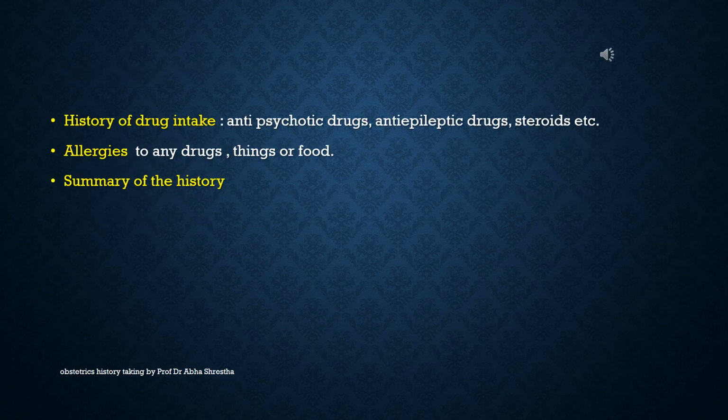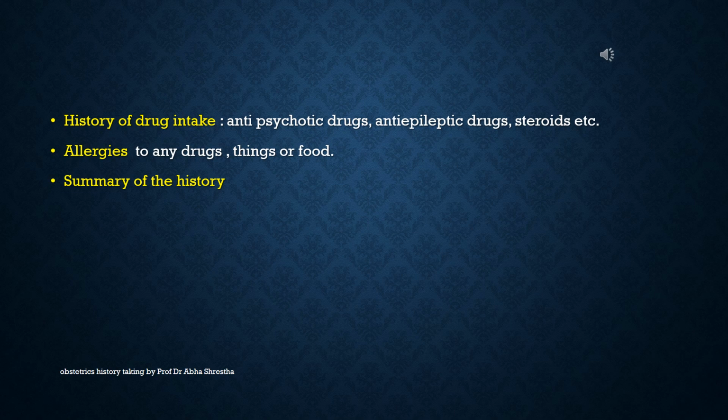History of drug intake, like antipsychotic drugs, anti-epileptic drugs, steroids, etc. Because these are the drugs which can have a bad implication in the fetus in this pregnancy. If she is taking them, then whether she was continuing when she conceived or has she left it. So these are the things that we should know in the history of drug intake.